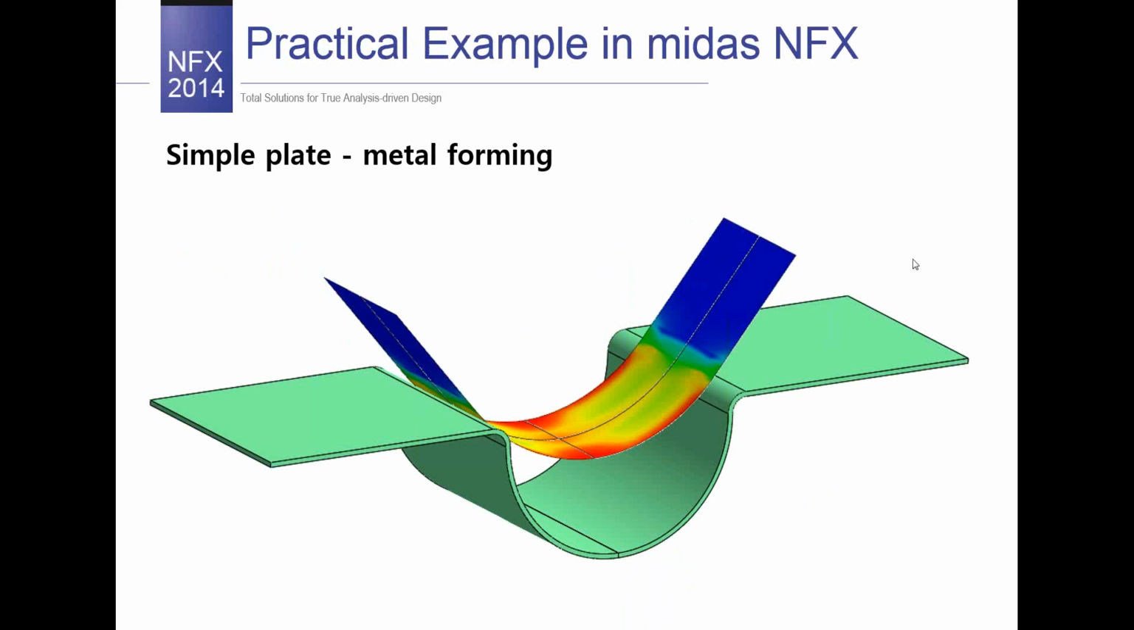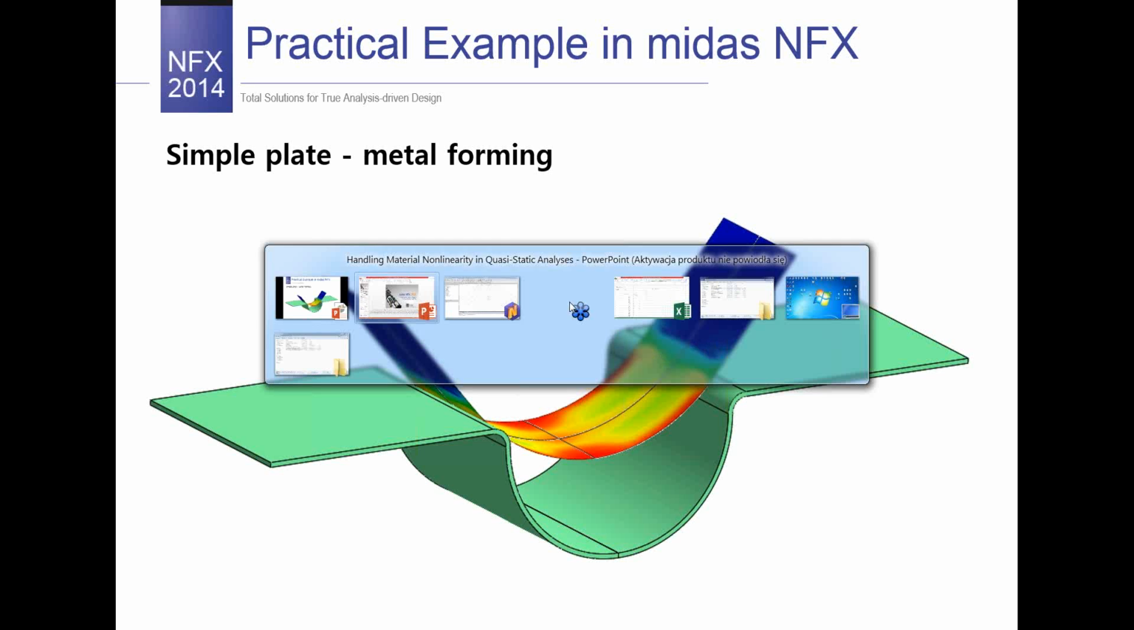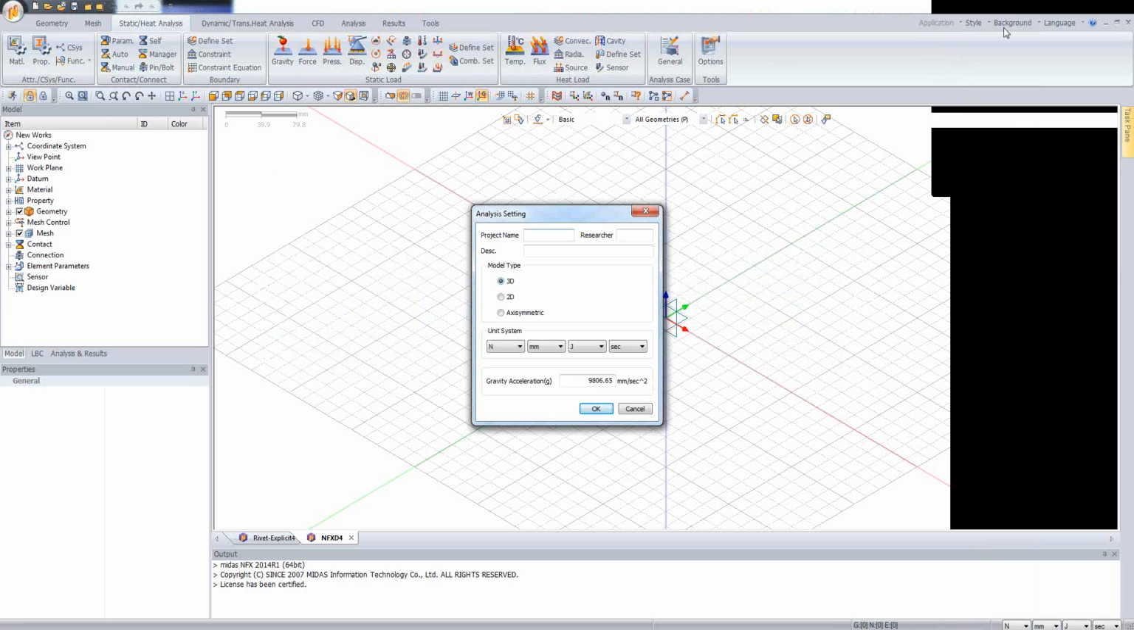And at this moment, I think I will switch to Midas NFX, and we will make a simple example for metal forming, for a simple object, which is a plate, and I will show you how to set up this analysis inside the Midas NFX environment. So let me switch to Midas NFX. I will wait a little bit for you, because I think there is a small delay.